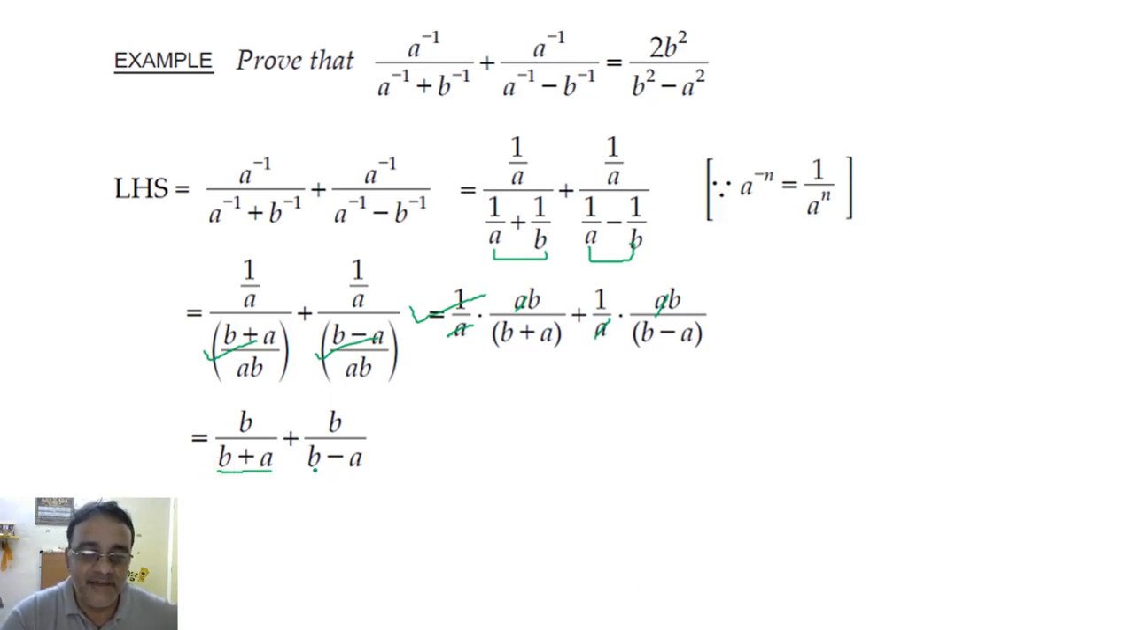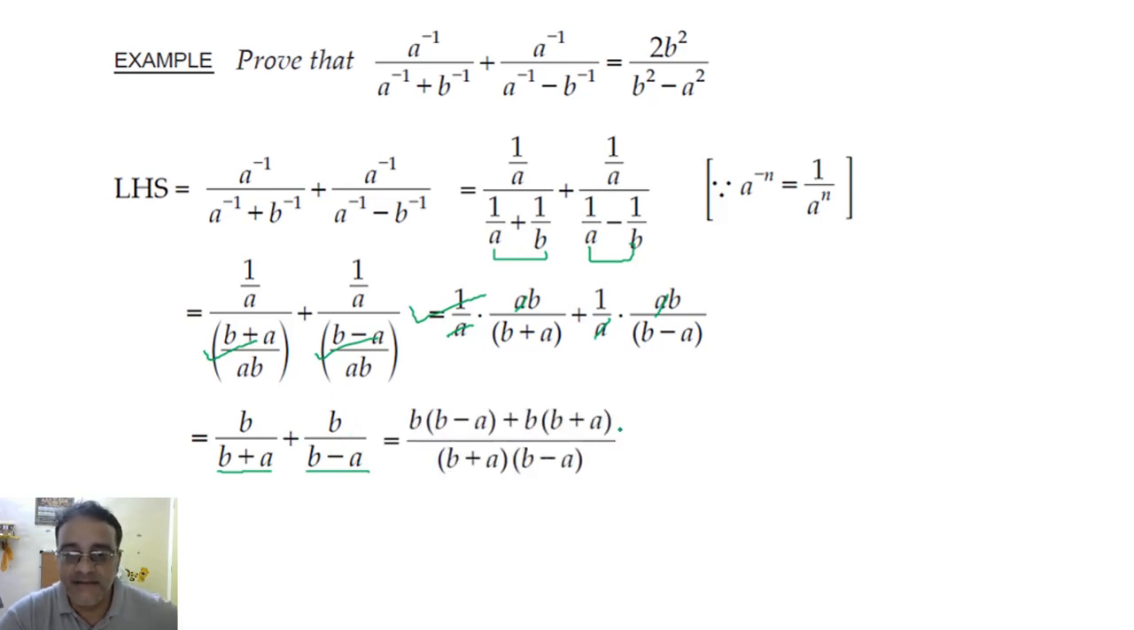If we take the LCM, we have to take the product of these two. The numerator is B into B minus A plus B into B plus A. Is this clear? Yes, sir. Now you have to open the bracket. B into B, B square minus AB. Next one, B square plus AB. The denominator: if you multiply these two, B square minus A square. Very good. B minus A whole square.